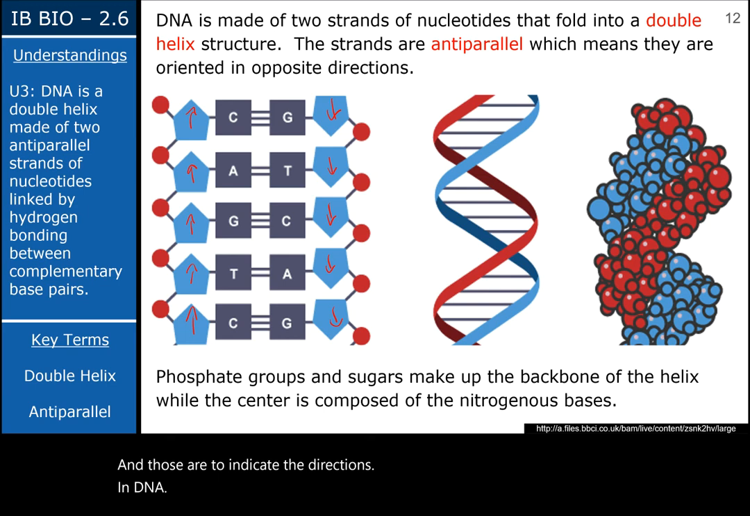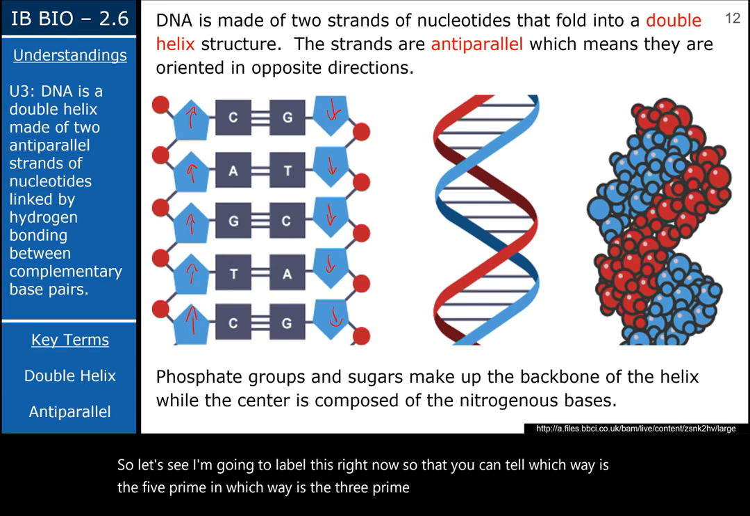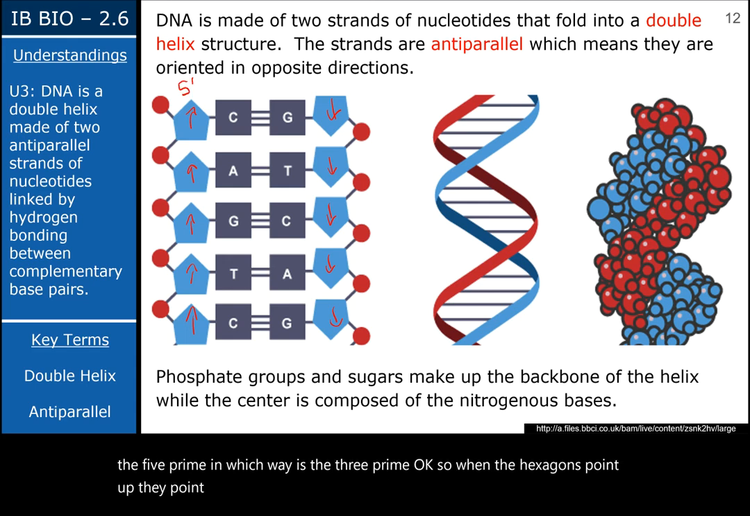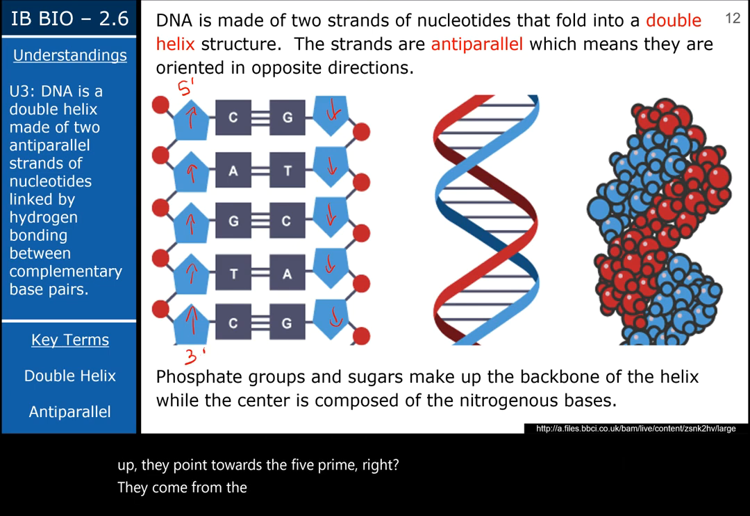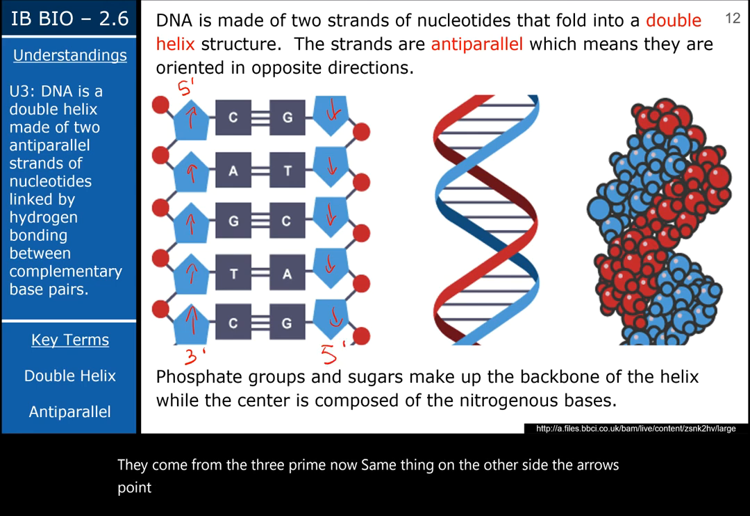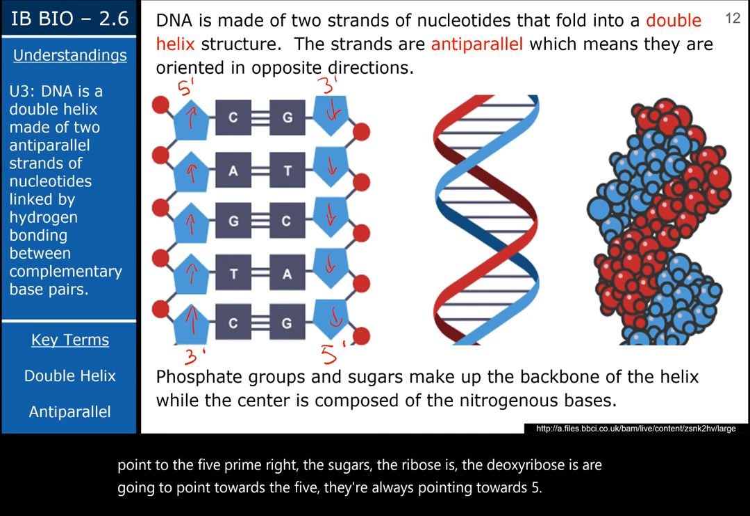So let's see. I'm going to label this right now so that you can tell which way is the 5 prime and which way is the 3 prime. Okay, so when the hexagons point up, they point towards the 5 prime, right? They come from the 3 prime. Now, same thing on the other side. The sugars, the deoxyriboses, are going to point towards the 5 prime. They're always pointing towards 5. And the other end is 3.